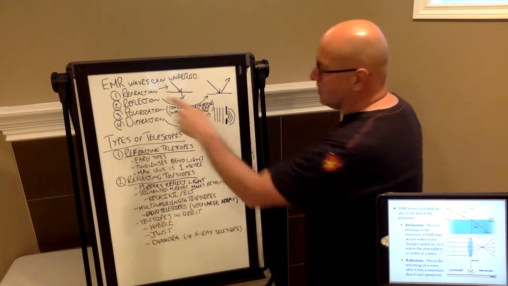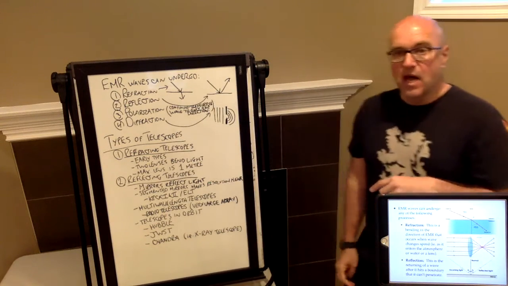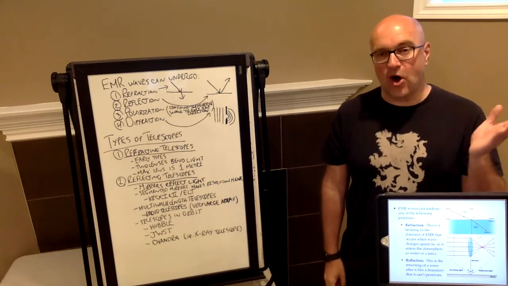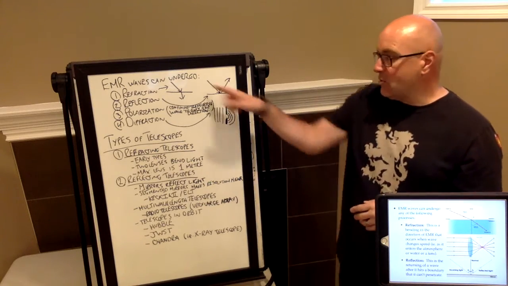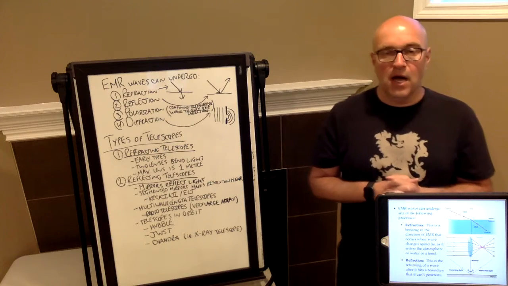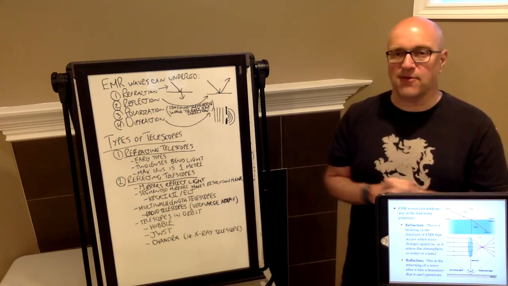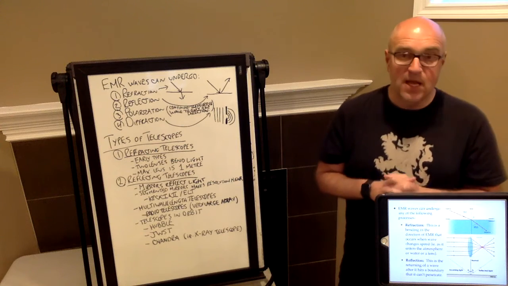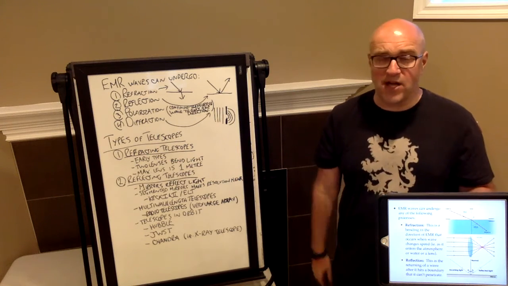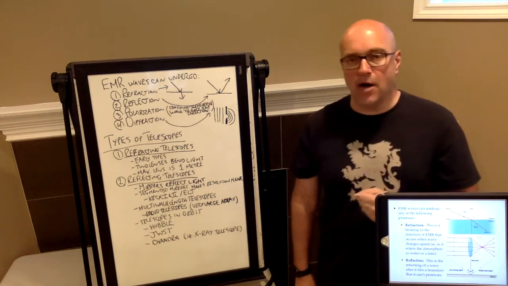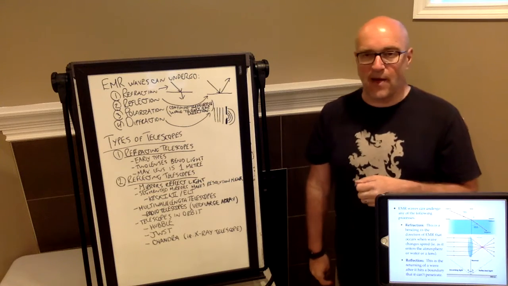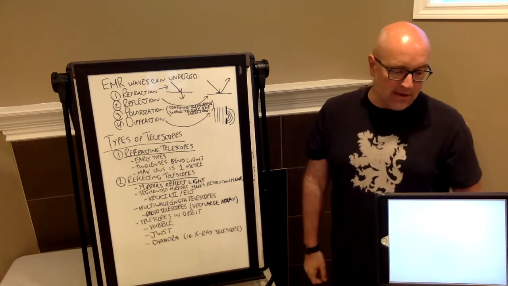Reflection, that's a pretty easy one. Reflection just means that if an EMR hits a hard surface, it's going to reflect off at an equal and opposite angle. You pretty much know what reflection is. That's the basis for mirrors and all that good stuff. And there are telescopes that use reflection. Pretty much all modern telescopes are reflecting telescopes rather than refracting telescopes, as I'll get to in a couple of seconds.